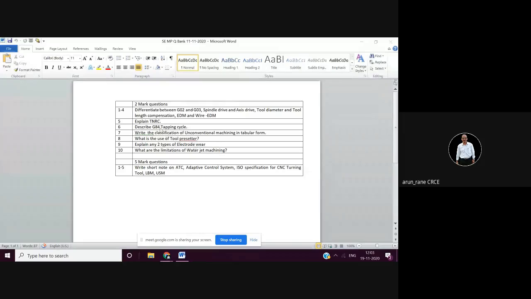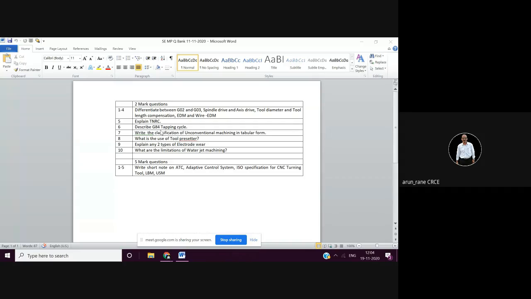Then I think I will skip this G84 tapping cycle. So again, for G84 you can write it's a CAN cycle, which is conveniently used. A CAN cycle is used to reduce the editing time or to reduce the length of the program, and then you can write the syntax. If you don't write the syntax and keep on writing 1 page or 2 pages, the maximum marks you will get is 1 mark out of 2 marks. So you must write the syntax here.